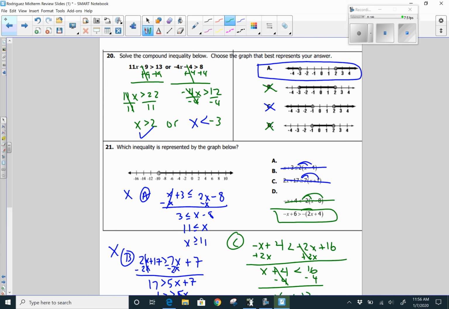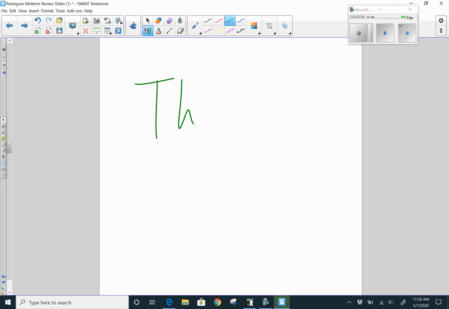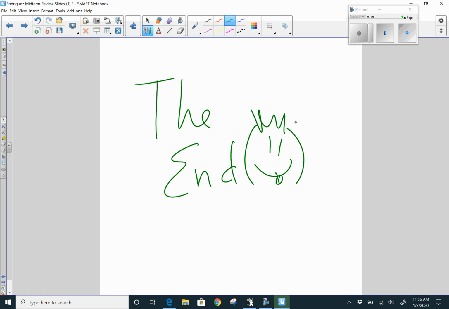It's a blank page. But look, I just write the end. I don't know why this is important for me to do right now, but I feel like I should celebrate. Yay.